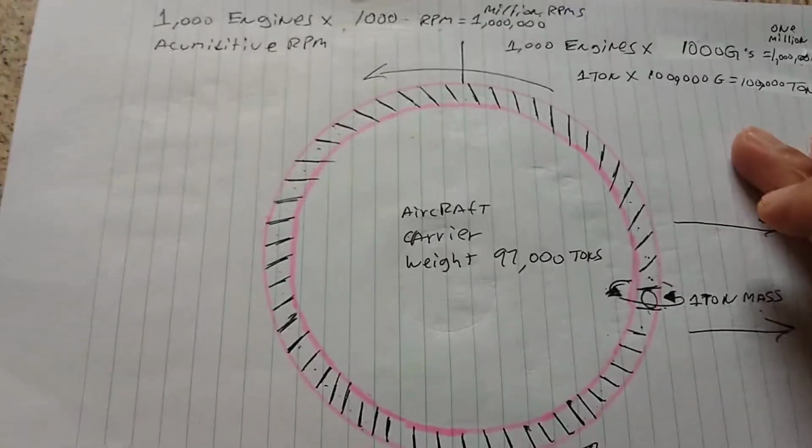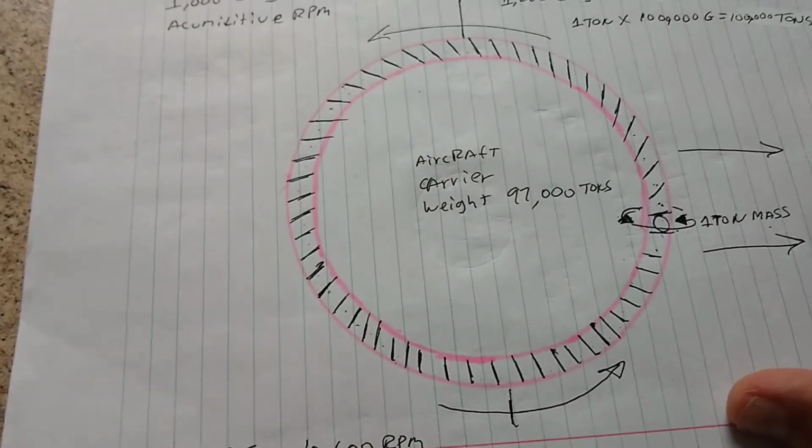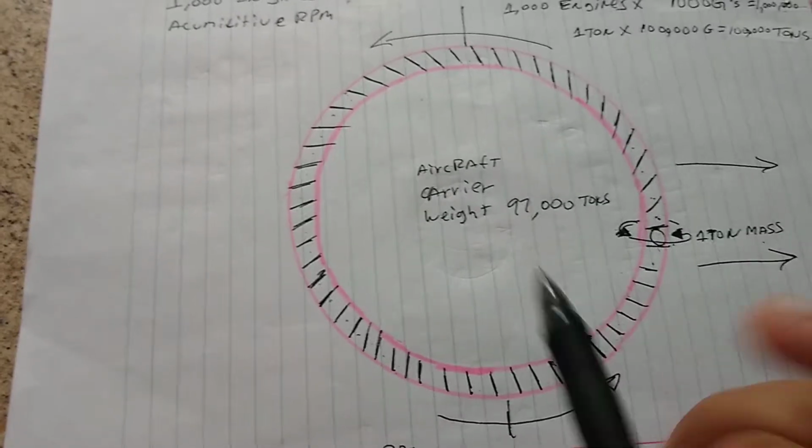Okay, here I have an invention that can levitate an aircraft carrier's weight. Let's say the aircraft carrier is 97 tons. That's the total weight of the aircraft carrier. How do we levitate it?